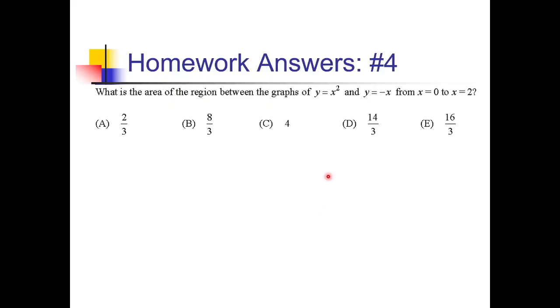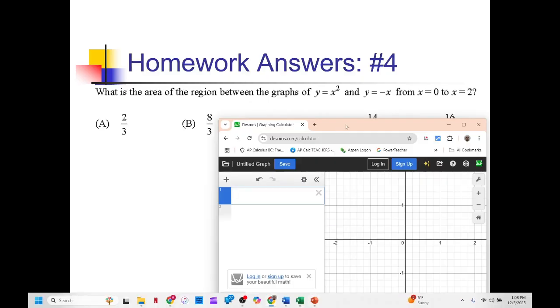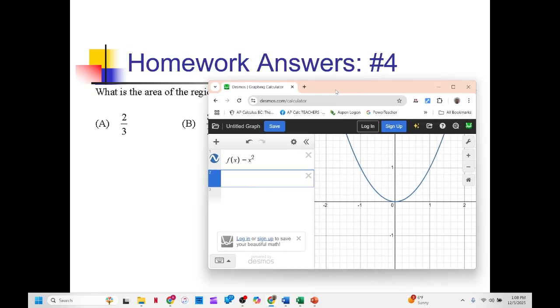For this calculator-based problem, they want the area of the region between x squared and negative x, between 0 and 2 for the x values. So let me just give each of these a name. I'll call x squared f of x, and I'll call negative x g of x. Let's go ahead and graph these. I pretty much know what they look like, these are basic functions, but hey, we've got the graphing calculator. Let's use it, right? So there's x squared, and here is g of x.